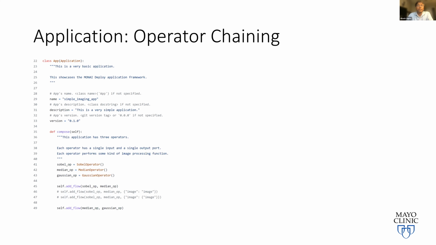Next slide, please. So as I was saying, operators are one of the most basic components of a MONAI application package. And an application is nothing but a chain of operators. For example, this is a complete code of a MONAI application, where your operators are the ones that you would have defined earlier, and then this application chains these operators using a function like self.add_flow. So the input comes into the Sobel operator, and the output of that is passed to the median, and then the output of the median operator is passed to the Gaussian operator, and the output of the application would be the result of applying these operators in series. So this is what the application looks like. Next slide, please.